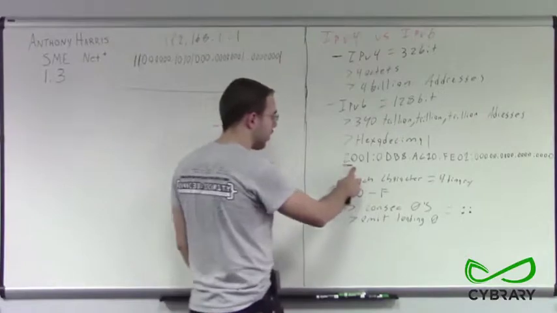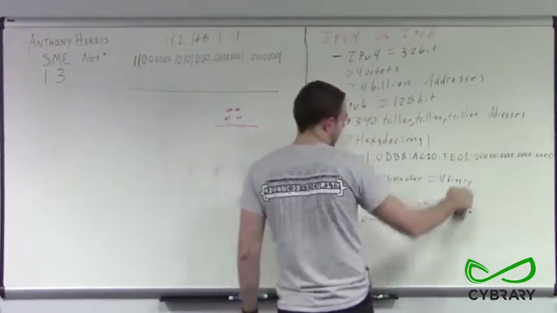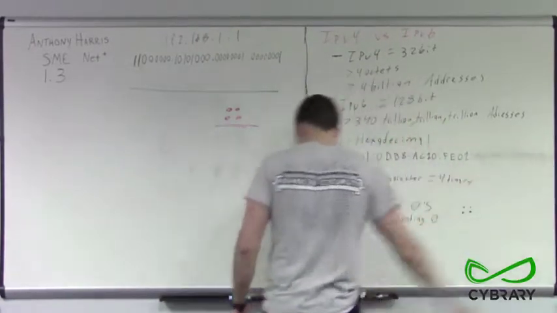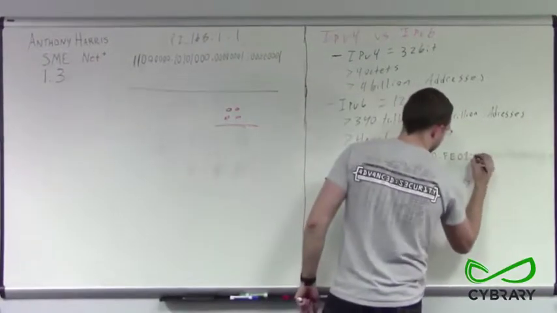So we have our address here, and we notice the most consecutive sets of zeros we have is right here at the end. So we'll just take all of these zeros and replace them with a double colon at the end.